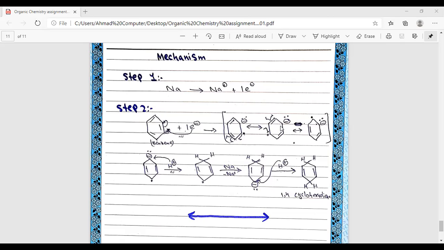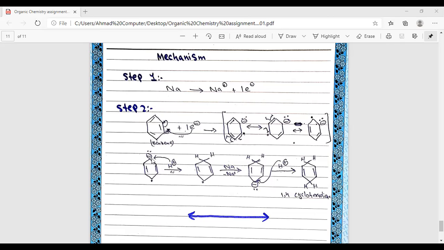The second structure is more stable because the negative charge and the unpaired electron are at the maximum distance, so the repulsion will be minimum and the stability will be maximum. So this structure is more stable than the others, so it moves forward.